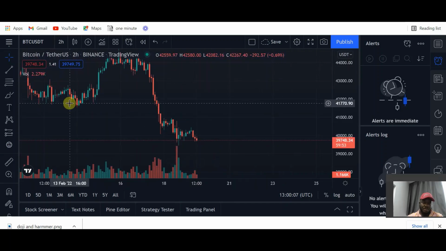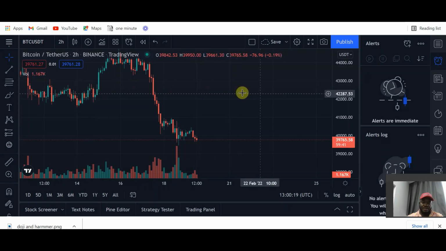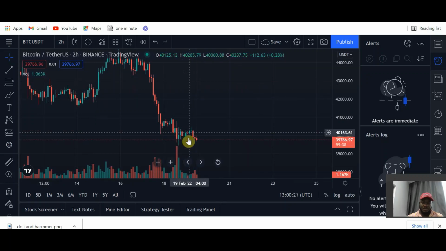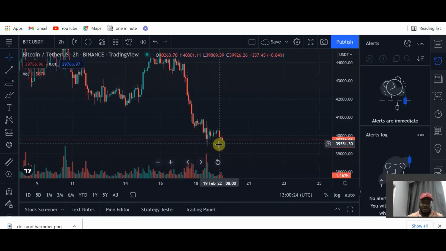So this is exactly what I'm trying to show you. This was a support, and it is forming as a resistance level because price has broken the support. This is another area of resistance you draw through here. So if price breaks up and still comes to the downside, we are going to expect it in 2 hours.